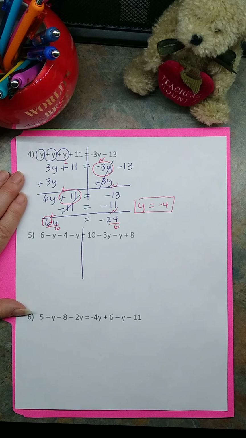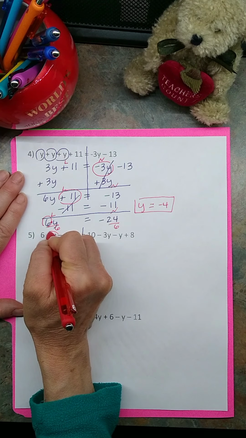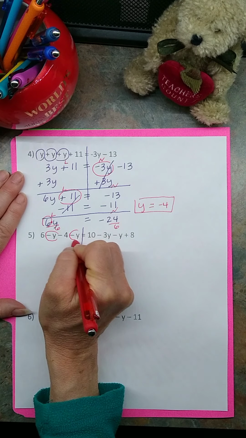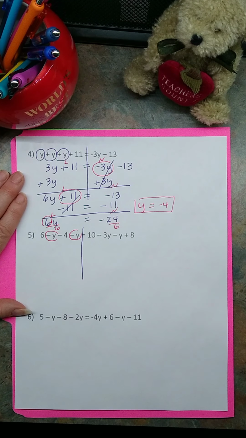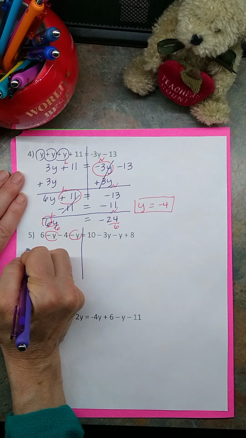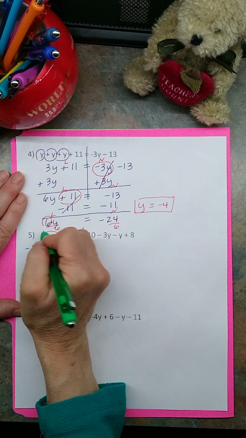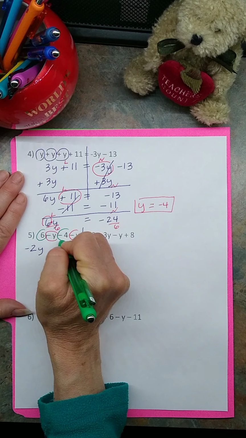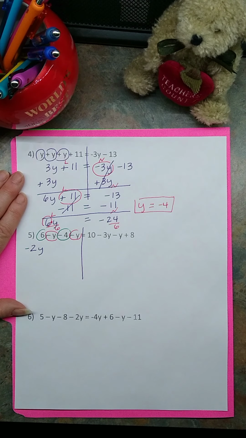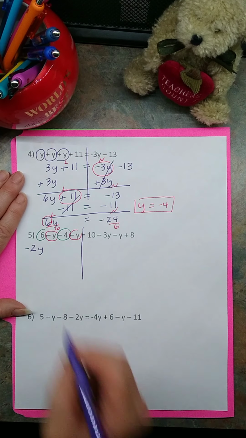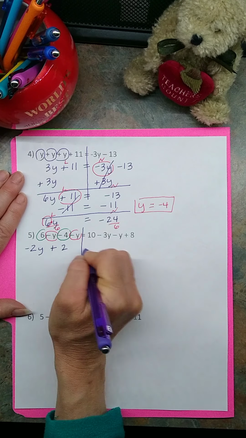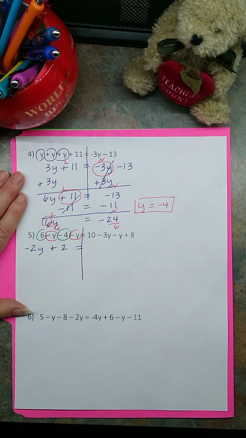Simplify the right and simplify the left, collecting like terms. Minus y and minus y gives you a -2y. But I'm not done yet. I have 6 and -4 are like terms as well. 6 minus 4 gives you a +2. Now simplify the right.